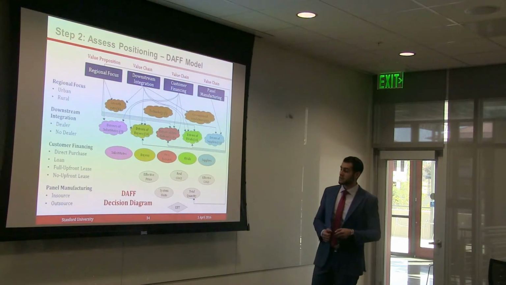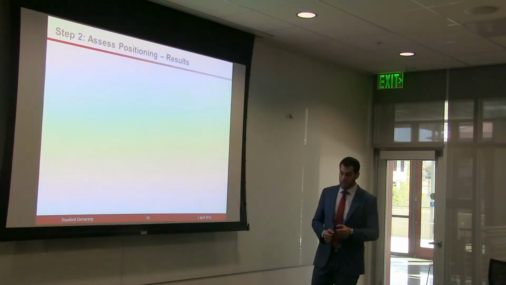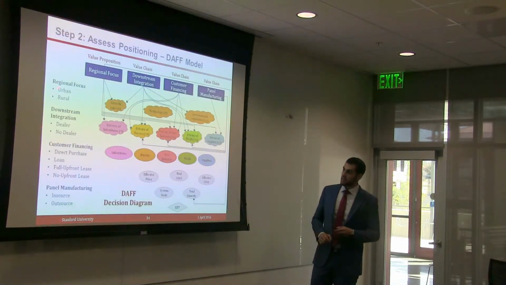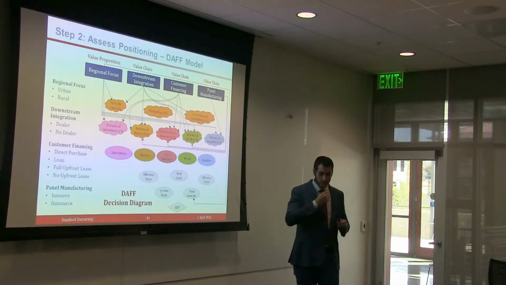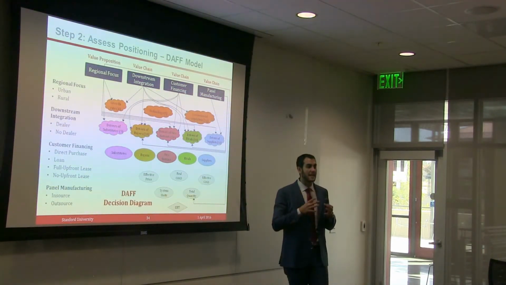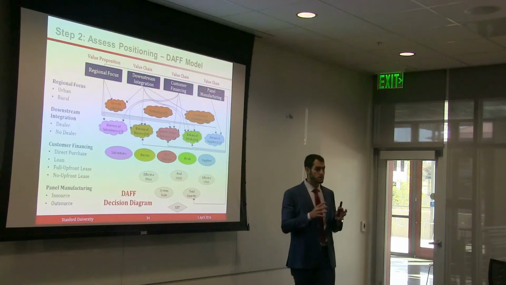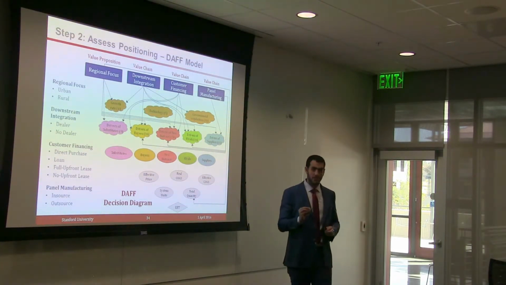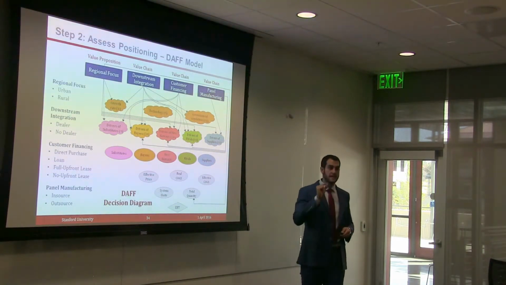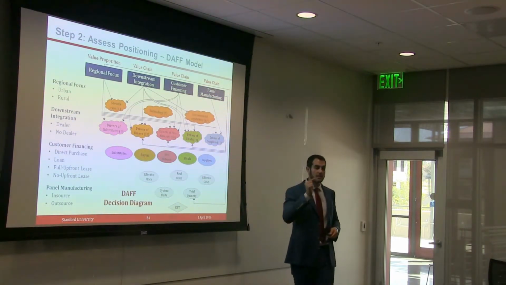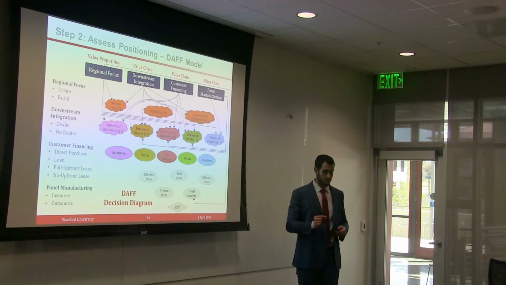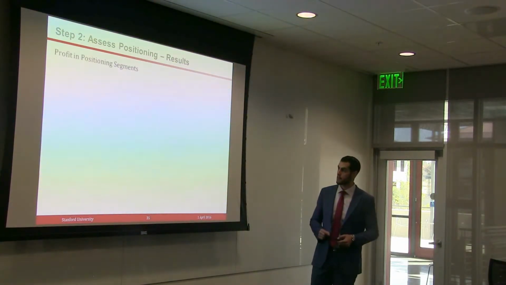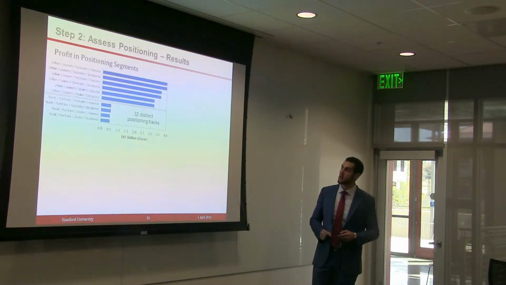We call this a DAF decision diagram. If you count all of these alternatives, because of the way that they combine, I can end up with 32 possible positioning strategies, which we call positioning tracks. This DAF model gives me an expected profit for every single one of those 32 possibilities. And they look something like this. I am only plotting here the combinations that have the highest profit and the lowest profit. I didn't want to plot the whole 32.